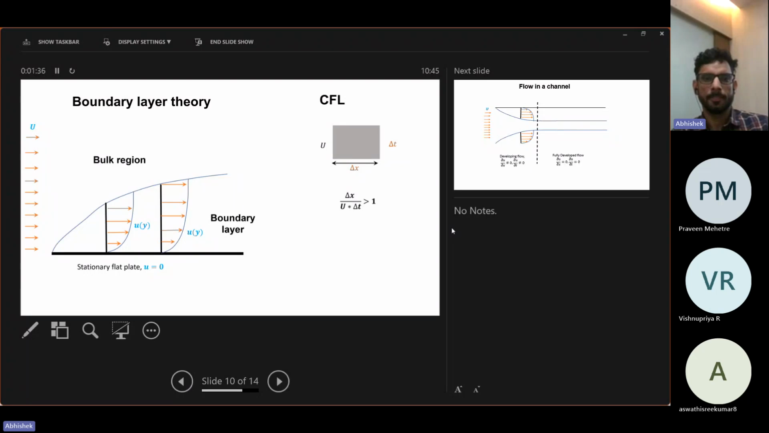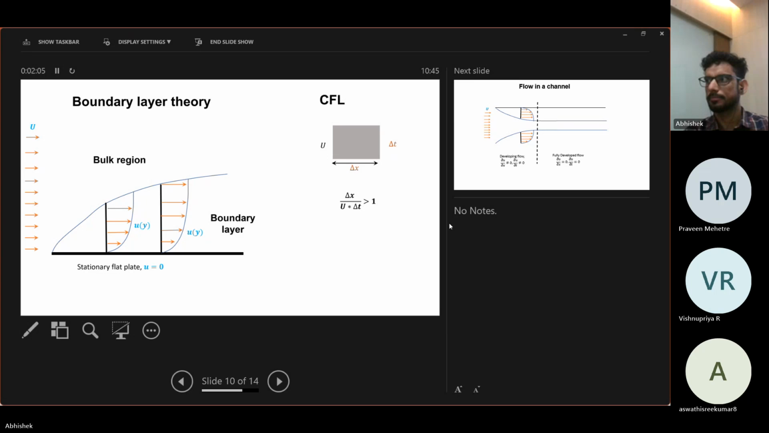The problem is that if the CFL number is not good, then most of the time the simulation diverges. The CFL number is only significant for explicit schemes, and if your solution is diverging, you have to make sure that the CFL number is less than 1. That is, u delta t by delta x is less than 1.